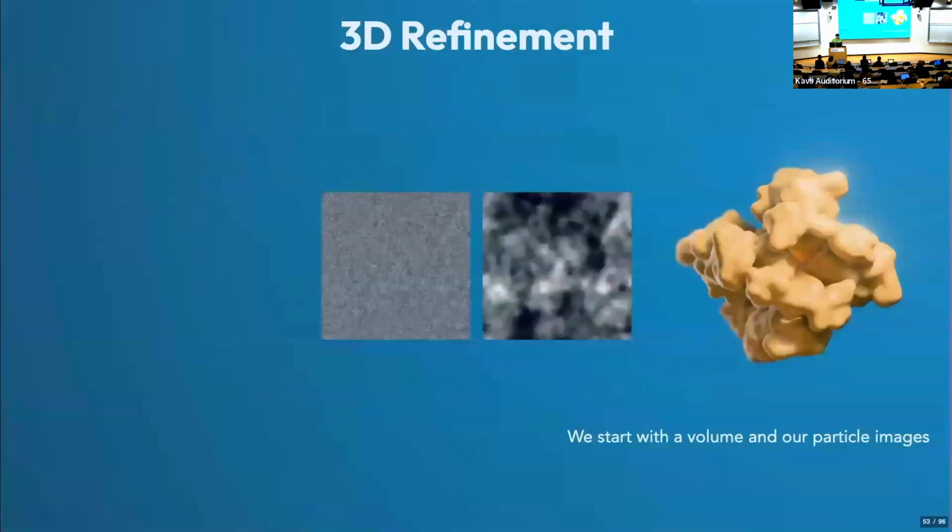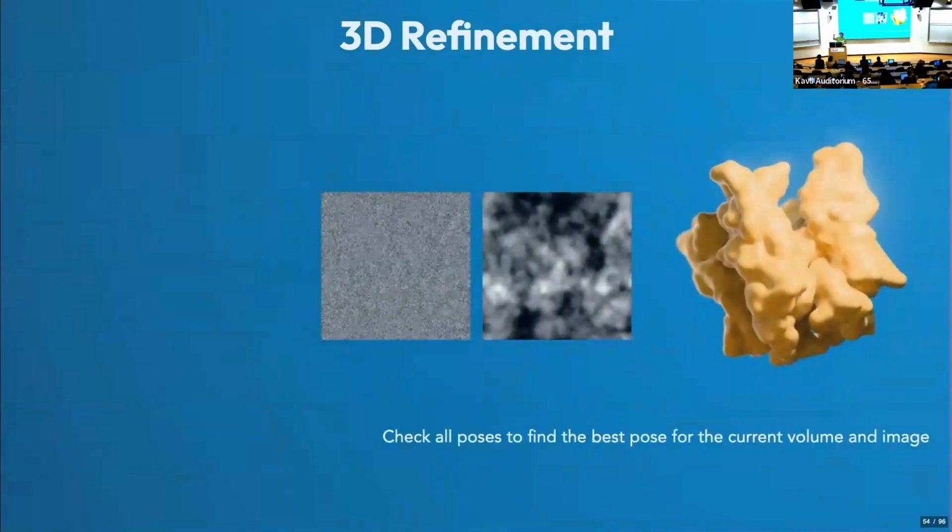Okay? So here's how this kind of works in 3D. And again, like I said, it's very similar to how it works in 2D, okay? We start with a volume and our particle images. These are real particle images. It's the same image. On the right-hand side, I've low-pass filtered it very significantly. But this is really what your images look like, okay? So bad. So we start with the volume and our particle images, and we check basically all the different rotations and translations, and we find the one that when we project it, it matches that image best, right? Here's our reference. We find its pose that matches best.